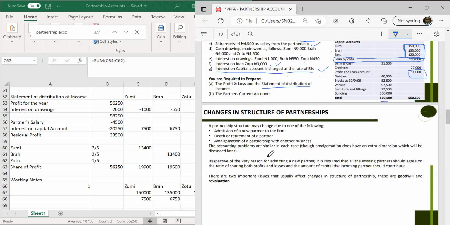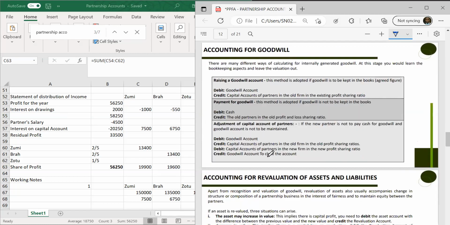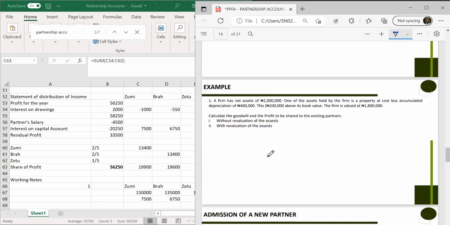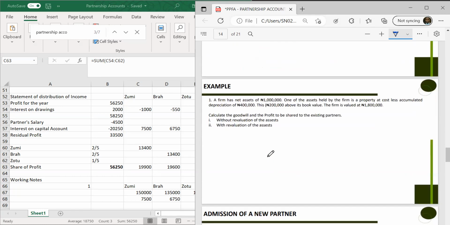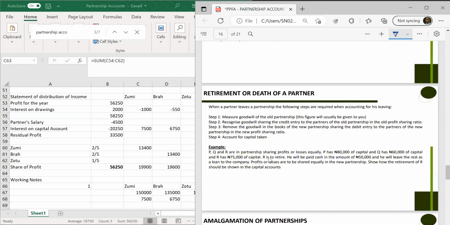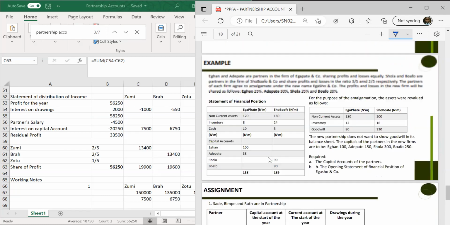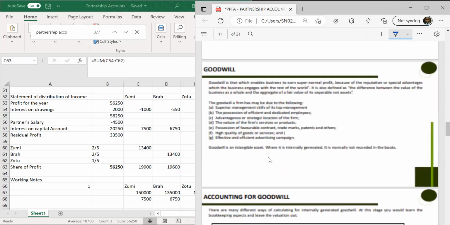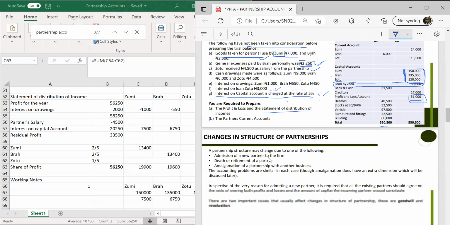So we have a lot to cover. There's still changes in structure of partnership. I don't know if we can quickly take the theory part, then we can take the examples and look at the admission of new partners at our next class. This part is a lot of work. We actually need 2 classes to finish this.